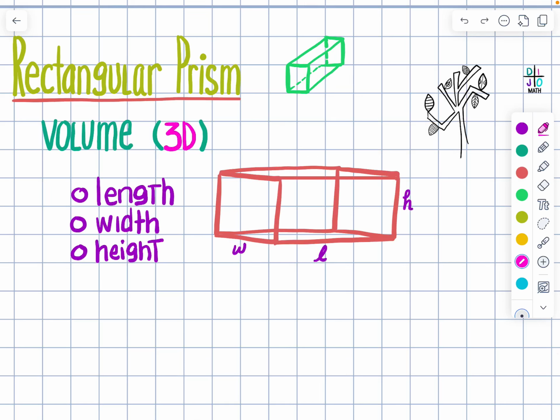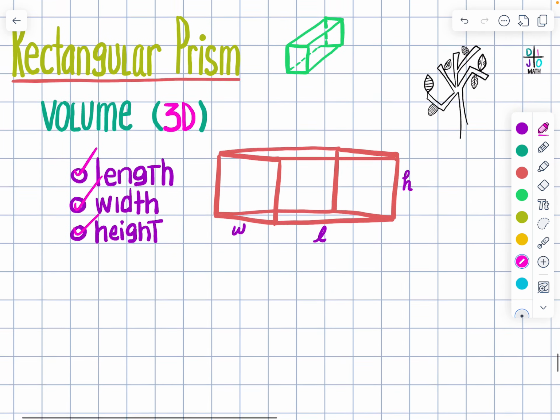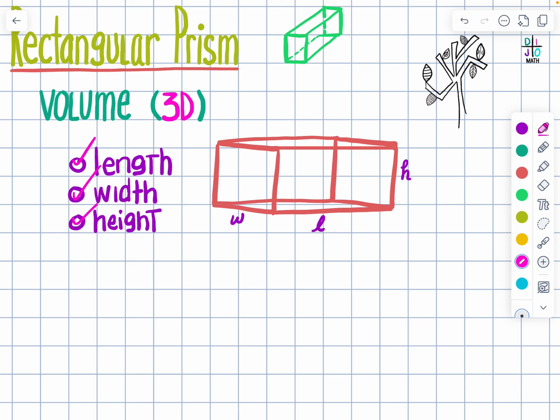When we're talking about a rectangular prism, we're talking about an object that has a length, a width, and a height. When we're trying to find the volume of a rectangular prism, we're going to need all three of these dimensions. Now, you might see the formula as volume equals length times width times height, or you may see it as big B times H.